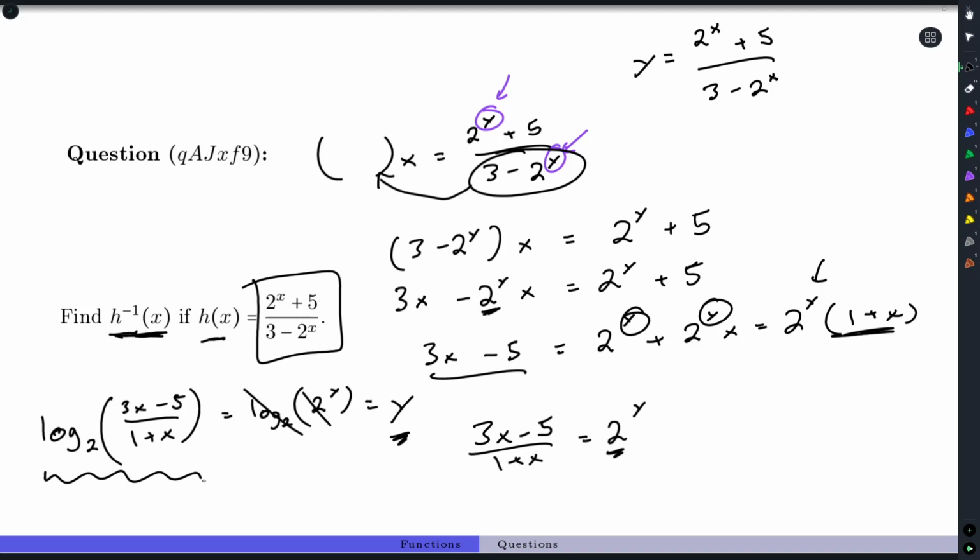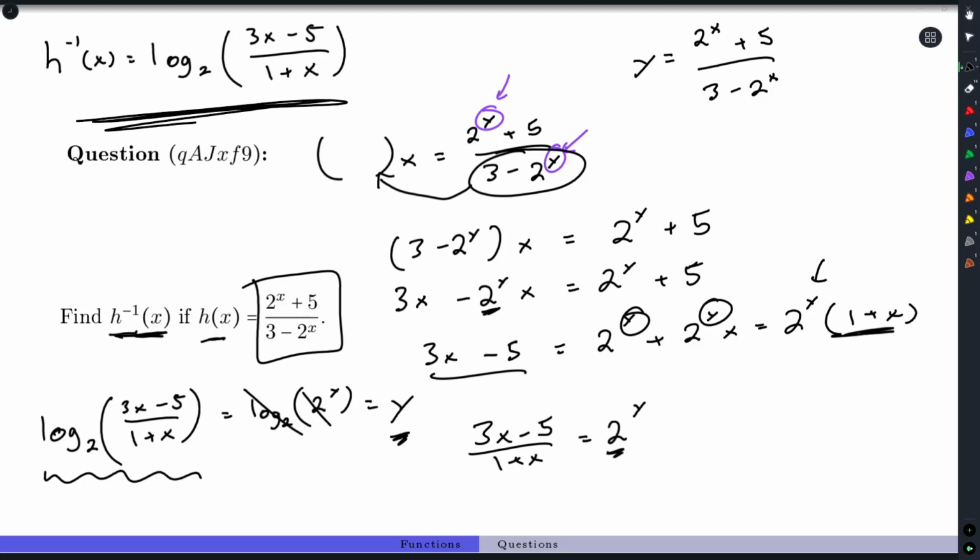That means whatever's left over here must be the formula for the inverse, which, we're running out of space, I'm going to put it way up here. So here's the formula for the inverse: log base 2 of (3x minus 5) over (1 plus x). There it is. There is our final answer in all its glory.